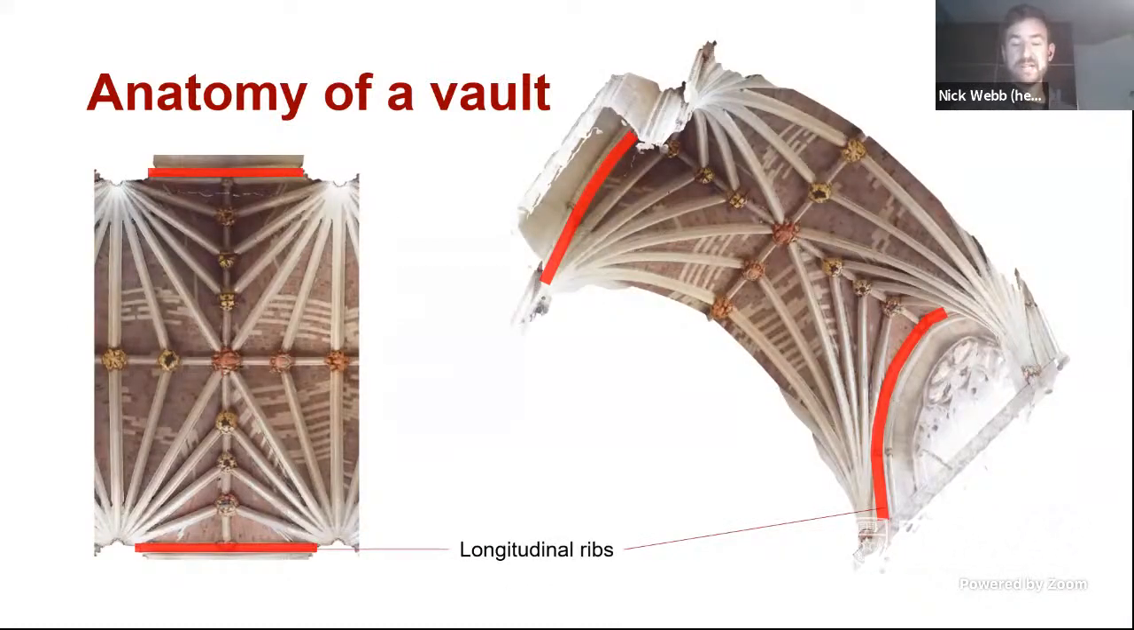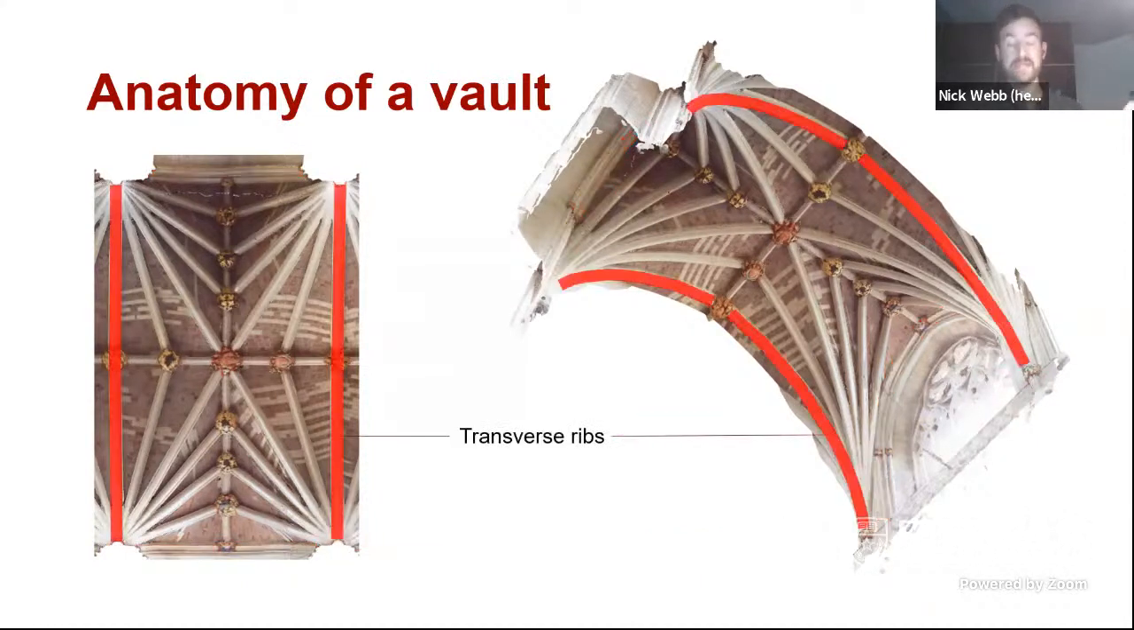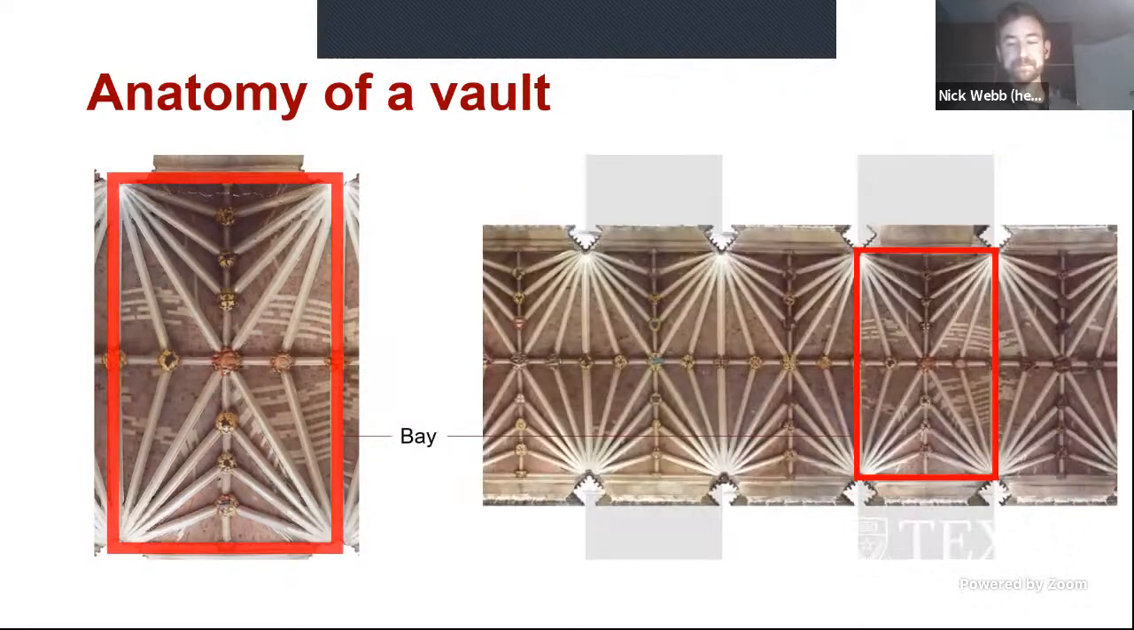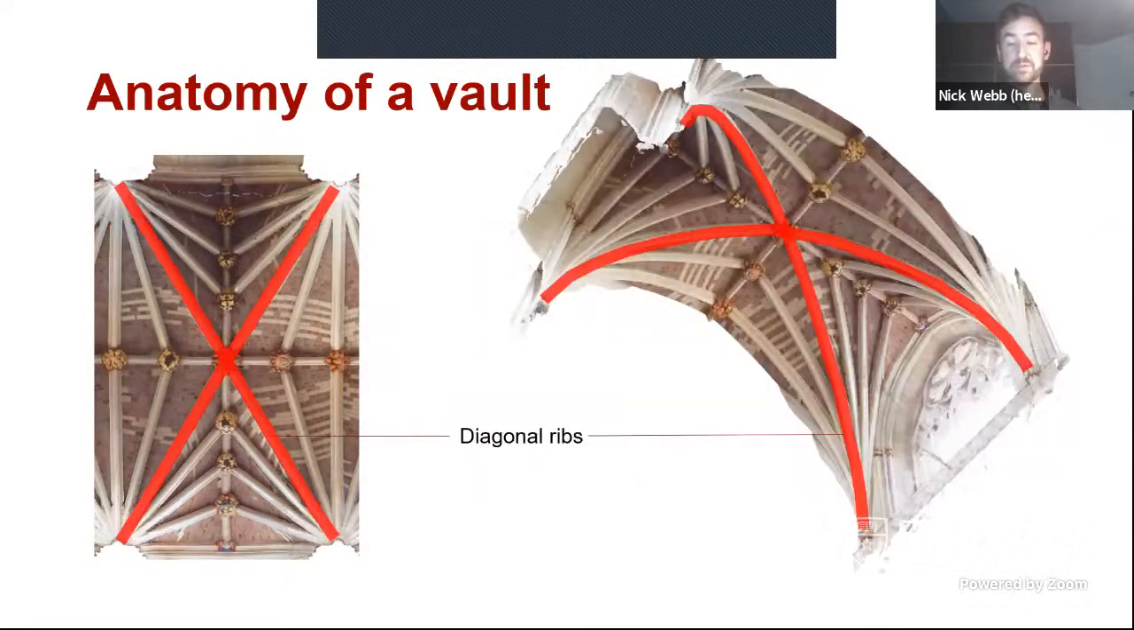And architectural historians have given ribs different names based on their location. So first, as you can see highlighted here, we have the wall ribs or longitudinal ribs, and these mark the junction with the wall, and the transverse ribs, which span between the side walls. And this marks the division between bays. And as you can see here, a bay is a compartment of vaulting. Next, we have diagonal ribs, pretty self-explanatory.